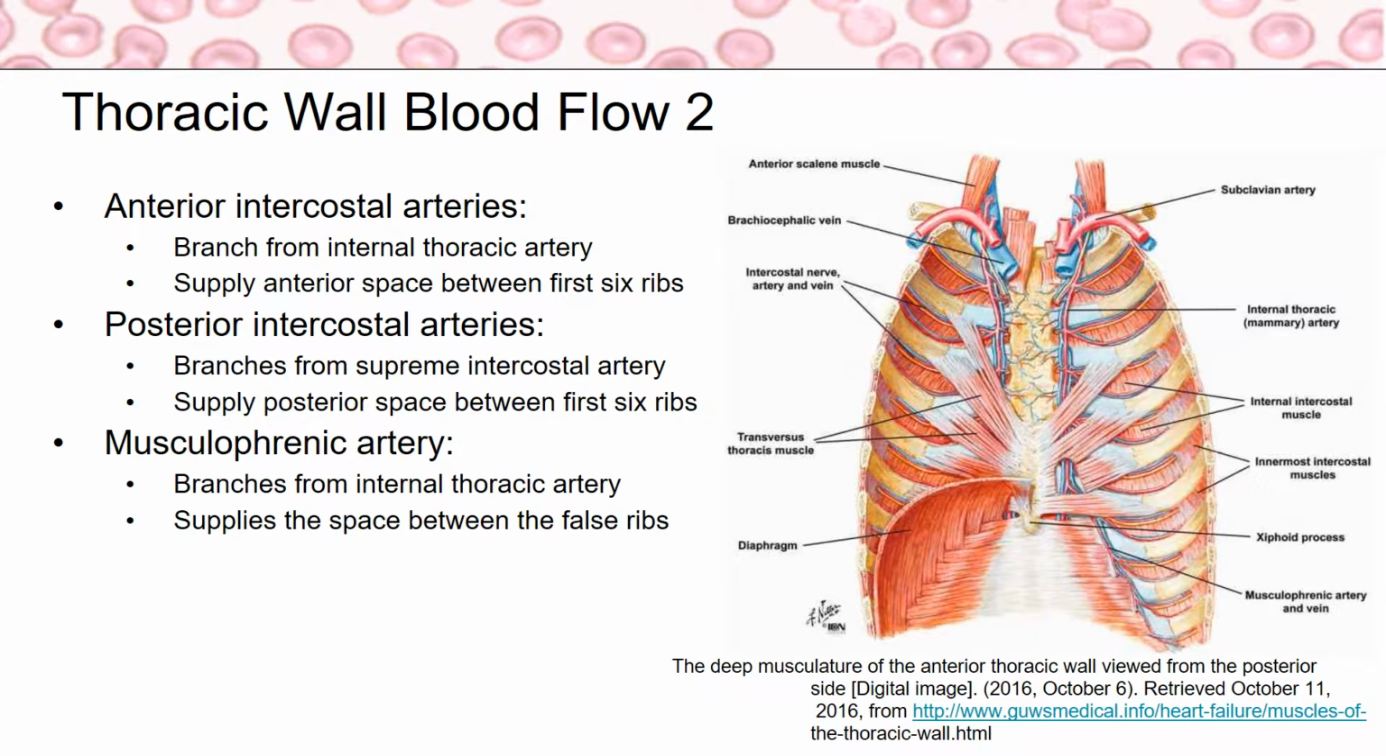And then off of the internal thoracic artery branch the anterior intercostal arteries, which supply the anterior space between the first 6 ribs, and the musculophrenic artery, which supplies the space between the false ribs. We also have the posterior intercostal arteries, which branch from the supreme intercostal artery, which you can't see here, and they supply the posterior space between the first 6 ribs.